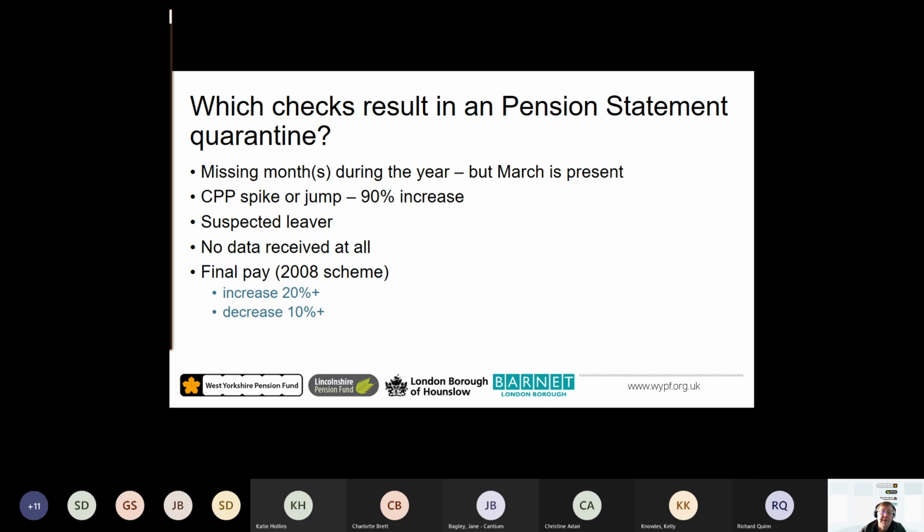So the quarantine triggers are: missing contributions during the year, but March is present; CPP, the pay spikes or jumps; if we suspect they're a leaver; no data received at all; or the final pay for the 2008 scheme increases by 20% or decreases by 10%. It will go into quarantine. So we will ask you to have another look at that data just to confirm whether it's correct or not.